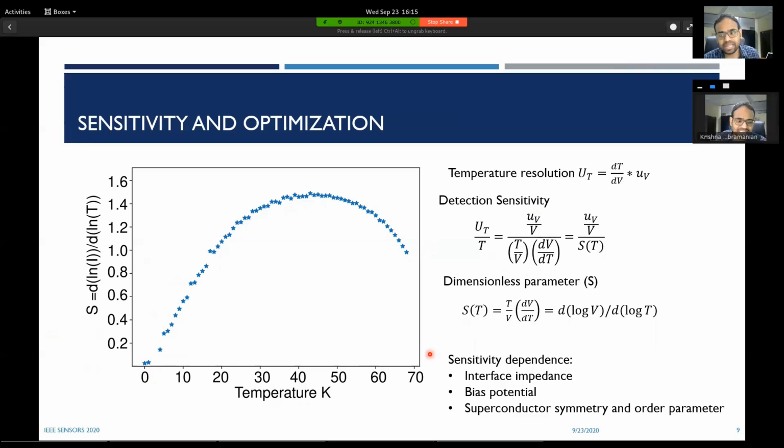And this sensitivity can be tuned by changing the interface impedance. You remember the one that we said before, the H. It can be tuned by using different bias potentials as well as the superconducting symmetry in the order parameter. This can be changed by choosing a different superconductor. There are a bunch of HTS superconductors. You can choose different ones for these purposes.